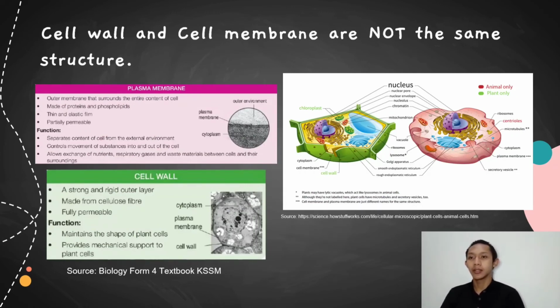Cell wall is only present in the plant cell, but cell membrane is present in both plant cell and animal cell. And cell membrane is also known as plasma membrane. In the textbook, it only mentions the name of plasma membrane, but does not mention the other name, which is cell membrane. So therefore, in the exam, the student can get confused when they are not familiar with the name of cell membrane and they thought the cell membrane is the same structure as cell wall. Okay.